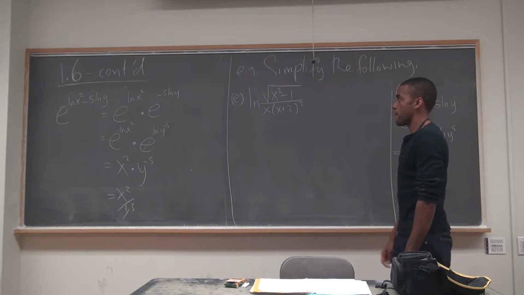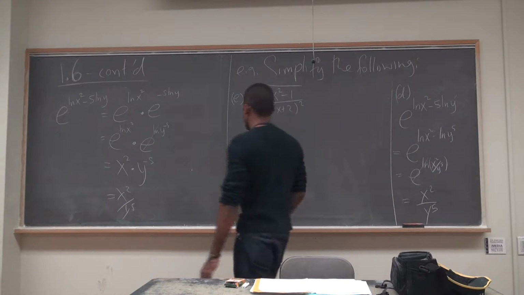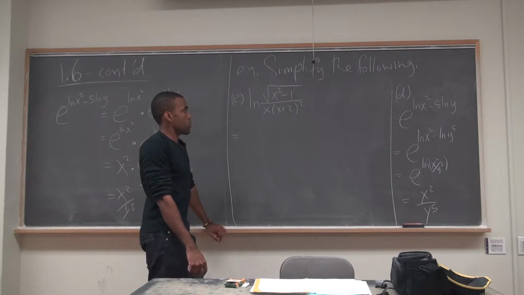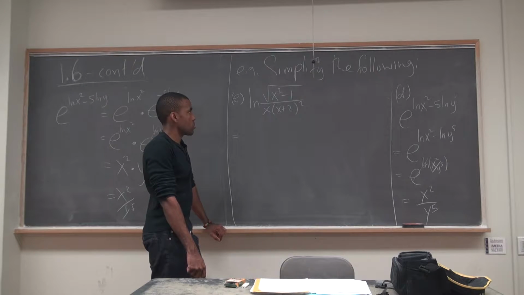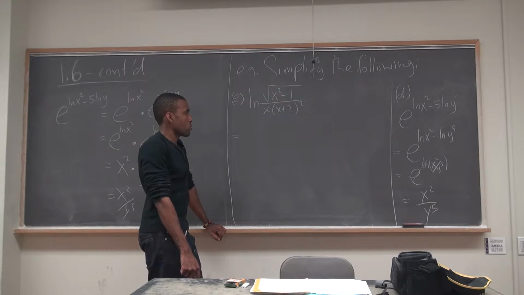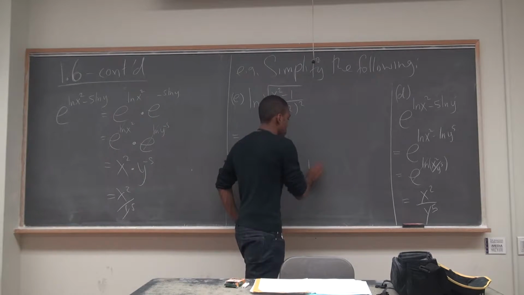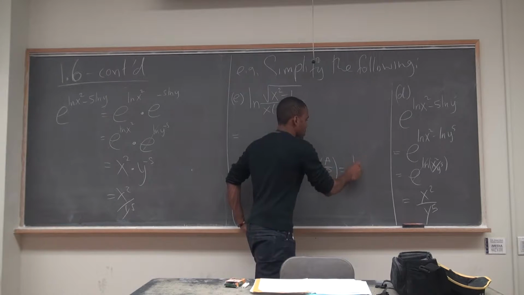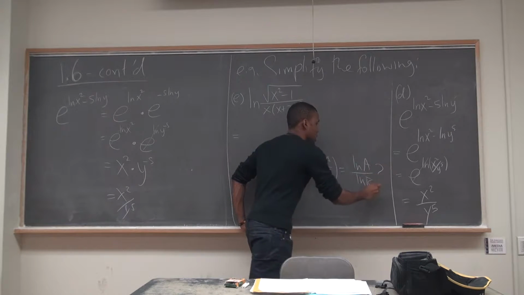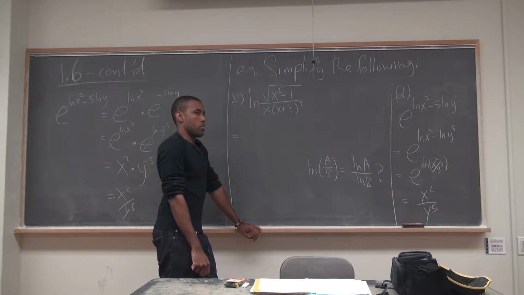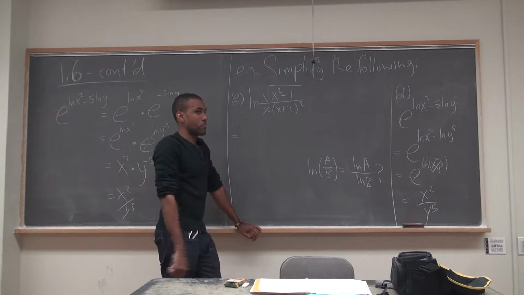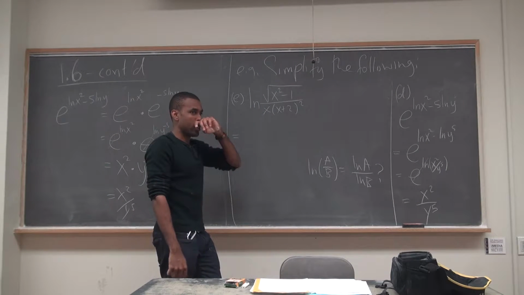I think it has to do with finding the common base, some sort of common. So it should be ln of x squared minus 1 to the power of 1/2 over ln x, in parentheses, x plus 2 squared. Is that true? That's what you said. You said ln of this over ln of that. That's what you said, right?